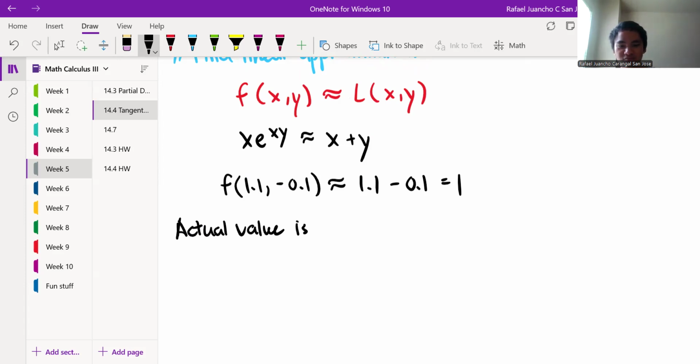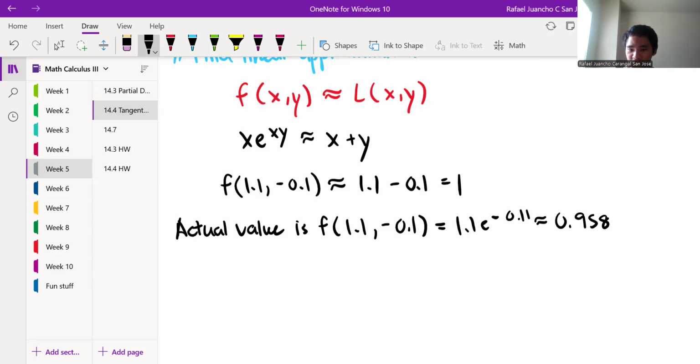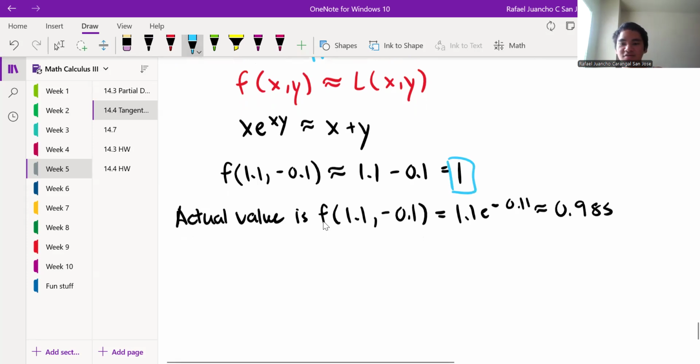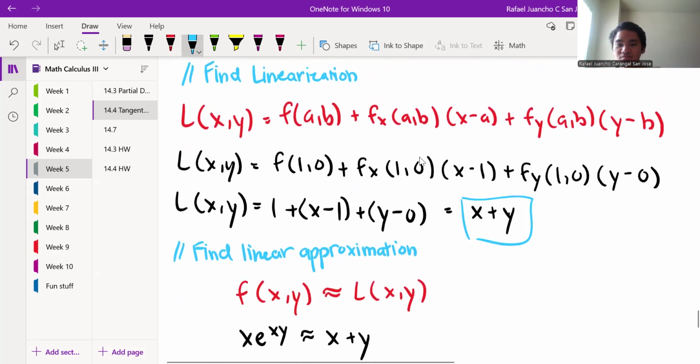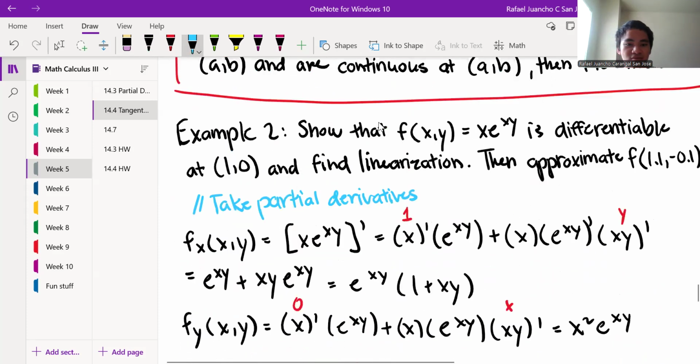if I plug this into my original one, then I should get 1.1 e to the negative 0.11, which is around 0.958. So it's pretty close, or 0.985, right? Somewhere along those lines. Okay, but that's the idea of linear approximation. We're approximating something at that particular point, right?